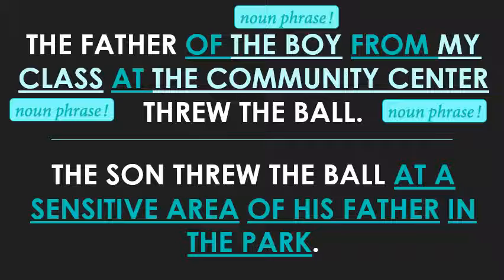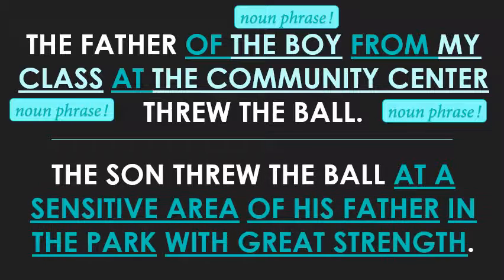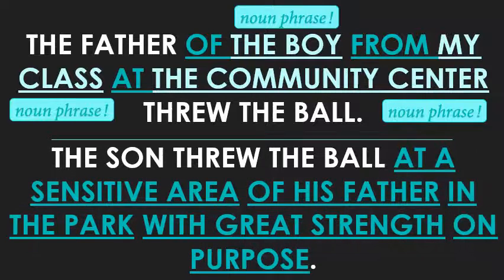Where? In the park. Okay, they don't all have to be related to the same issue. You can give lots of information. At a sensitive area of his father in the park on a Saturday at 3 in the morning. Wait, that doesn't make sense, but you get the idea. Okay. The son threw the ball at a sensitive area of his father in the park with great strength. How did he do it? He's strong. He did it with great strength.